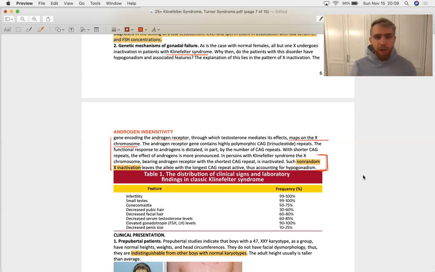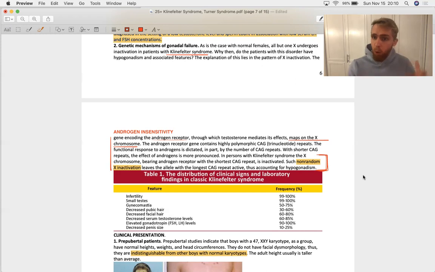So what ties this all together is understanding that in people with Klinefelter syndrome, the X chromosome with the androgen receptor with the shortest CAG repeat is inactivated. Every time. It's not random. That's what mediates X inactivation in Klinefelter syndrome. Now, I don't know why. I got no clue why. You don't know why. Nobody knows why. But it's just something that we have observed and we've seen it to be true. And so you and I, the students, we just got to deal with it and understand it and remember it. So that's the pathology underlying Klinefelter.